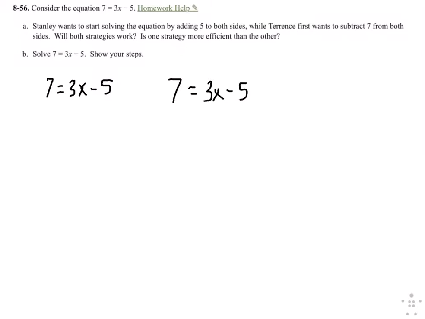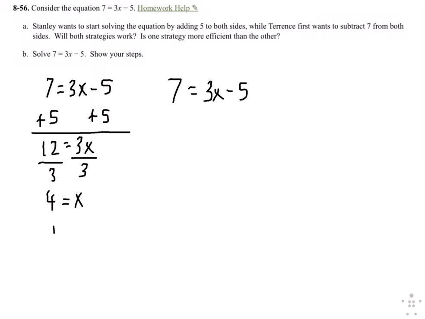So let's see which one's better. The first one is we want to add 5 to both sides, right? And we get 12 equals 3x. And then we would divide both sides by 3 and get x equals 4, right? So that was pretty quick.